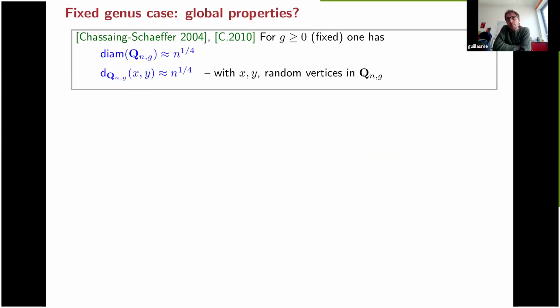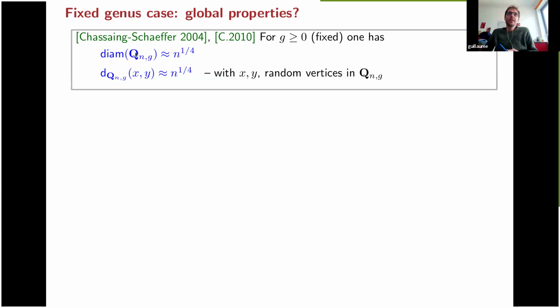Okay, so now what about global properties? At about the same time, there's a very important result by Chassaing and Schaeffer, a very impressive result about the diameter. This is for genus 0, and then this was done for higher genus later. If you fix your favorite genus, and now I stated it for quadrangulations, but as I said, it will be the same for triangulations. If you look at the random quadrangulation of size n and genus G, and you let the size go to infinity, the diameter behaves as n to the 1/4.